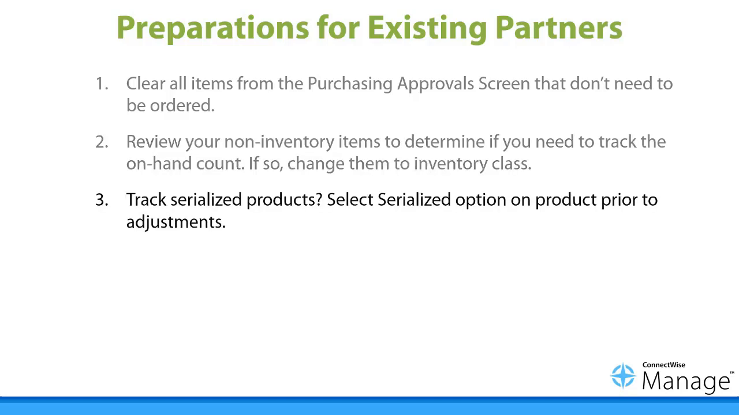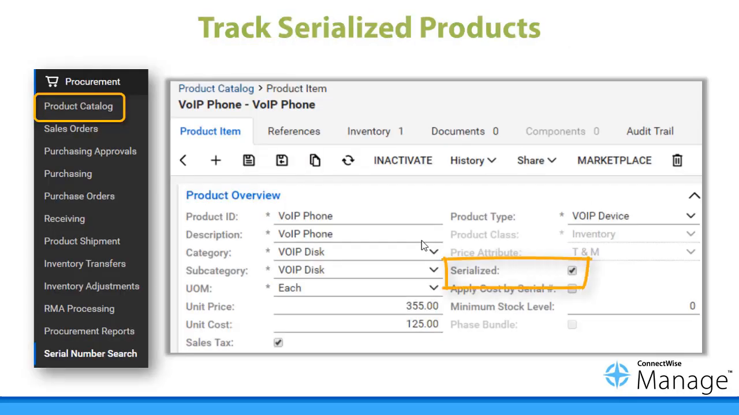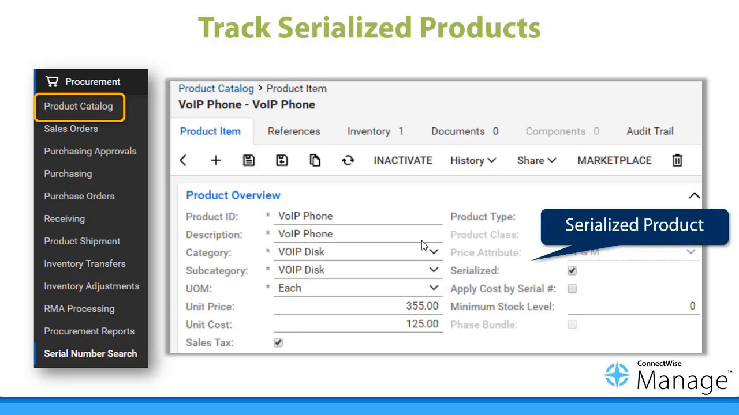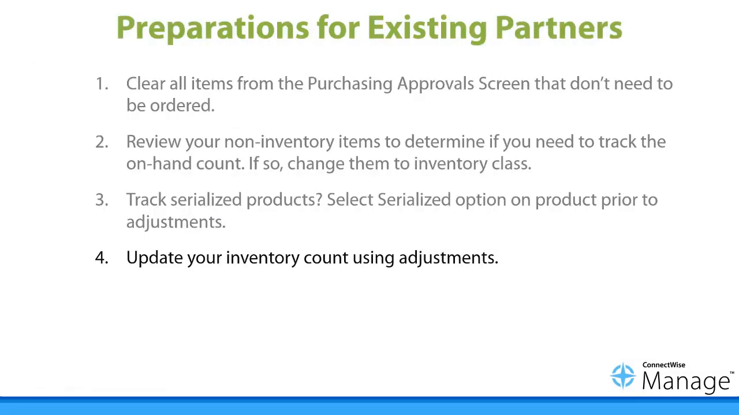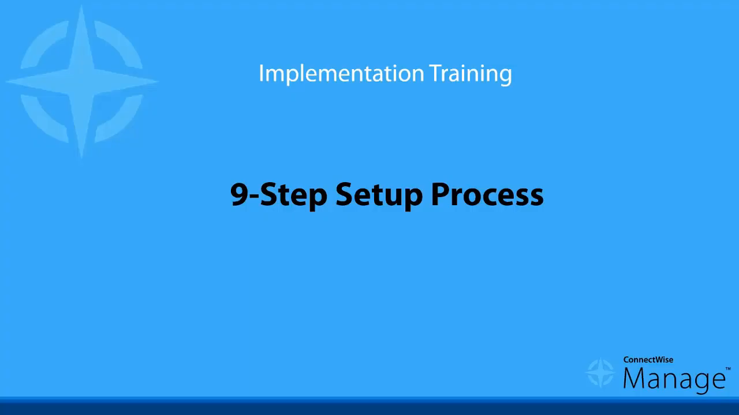Third, it is important if you want to track and monitor inventory class items with serial numbers. If so, on the product screen, check the box for serialized product. This way, you have the option to track the serial number on items before making any adjustments. And finally, update your inventory count using the adjustment screen so you're sure of your quantity on hand before using the procurement module in ConnectWise Manage. Keep in mind that when doing adjustments with serialized inventory, you will be prompted for the serial number along with the quantity.